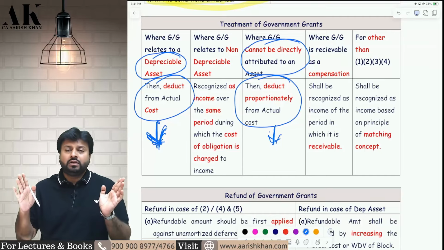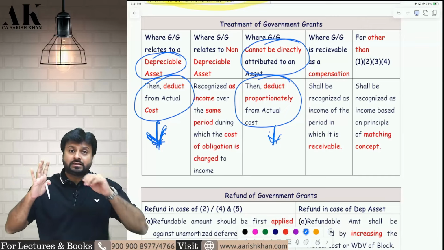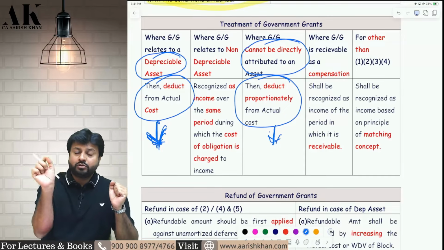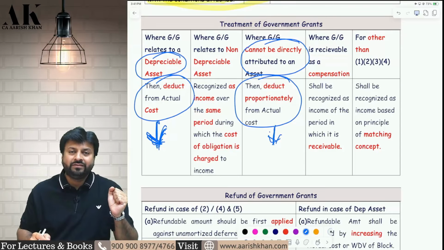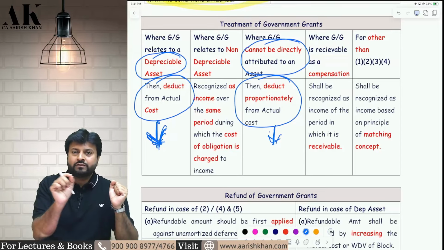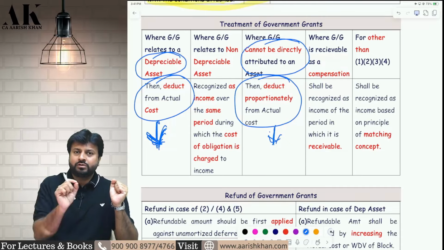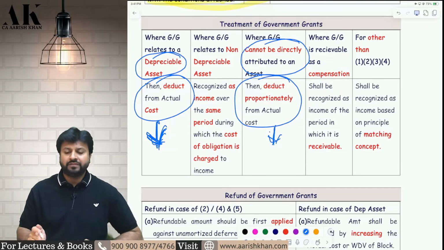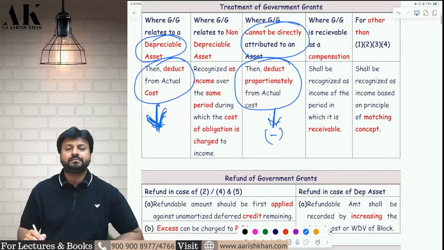Suppose I want to buy 10 assets and the government is saying that we will finance you 20%. Then I have to proportionately reduce 20% from all the assets. Some portion from plant, some portion from machinery, computer, furniture, motor car, because the government is financing a group of assets. So you will reduce proportionately for all of them.